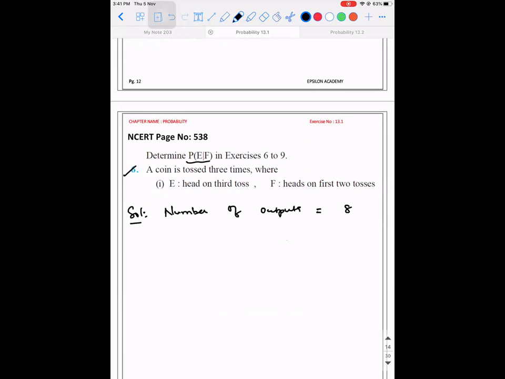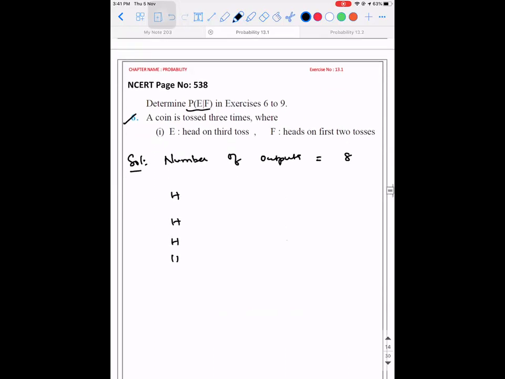First, let's write down all the outputs in the sample space. So when 3 coins are tossed, you have 8 outputs, right? Out of 8, 4 heads and 4 tails will come out. Then what you do is write 2 heads, 2 tails, 2 heads, 2 tails. Then write head, tail, head, tail, head, tail, head, tail.